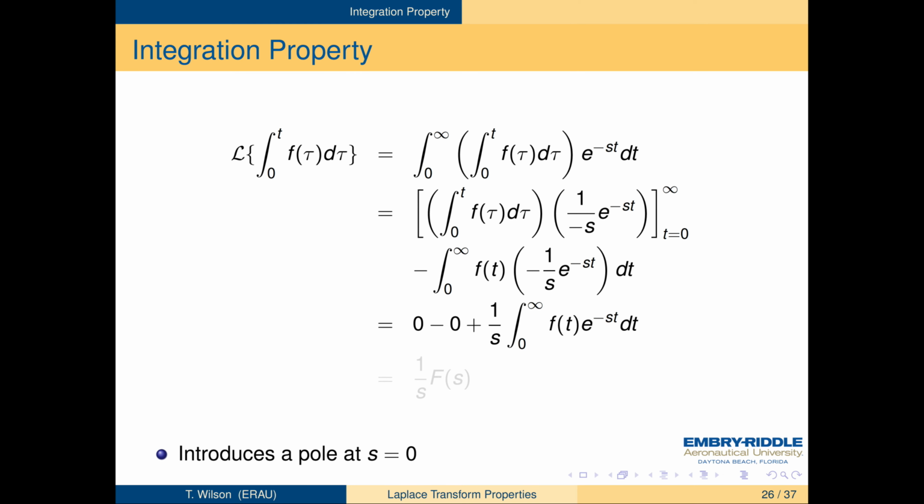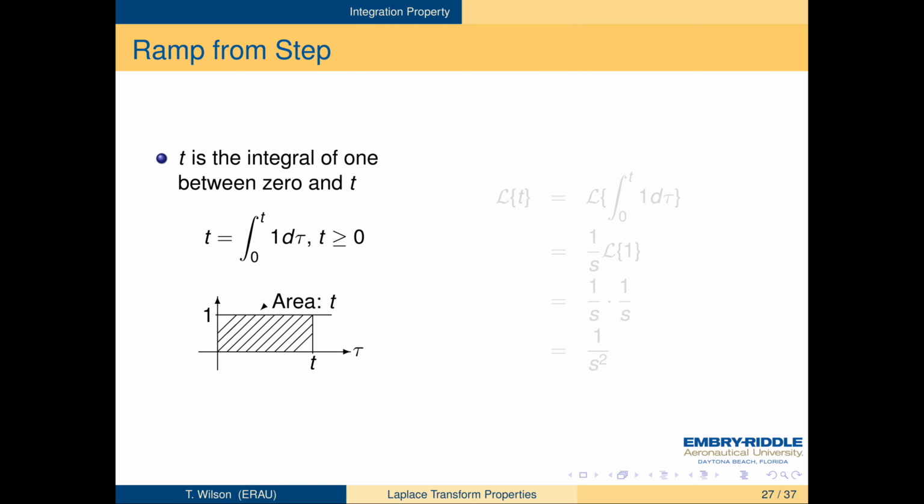When we evaluate the term in square brackets at t equals infinity, we know e to the minus st goes to 0 for s in the region of convergence. When we evaluate it at t equals 0, the integral is over 0 width and is equal to 0. We are left with 1 over s times the Laplace transform of f of t. Integration introduces a pole at the origin.